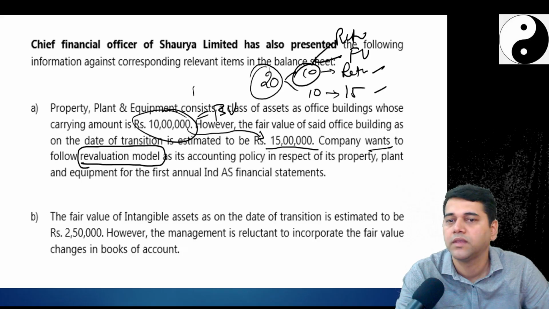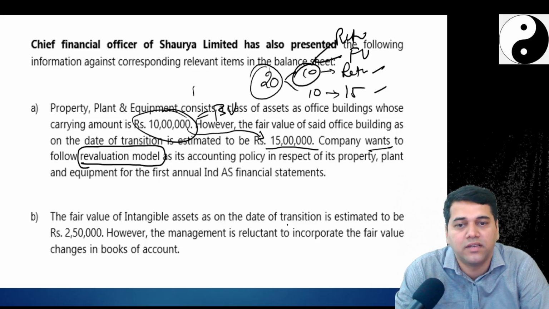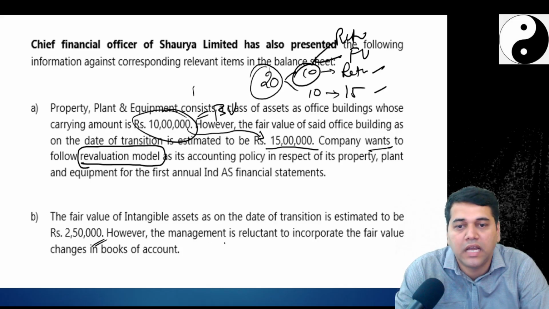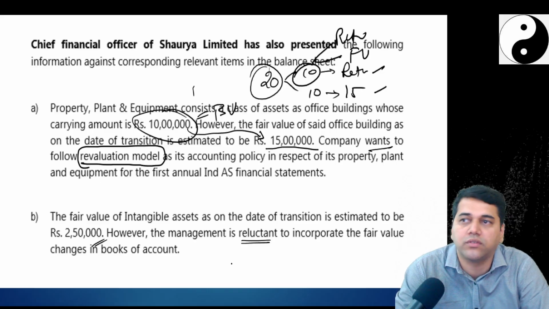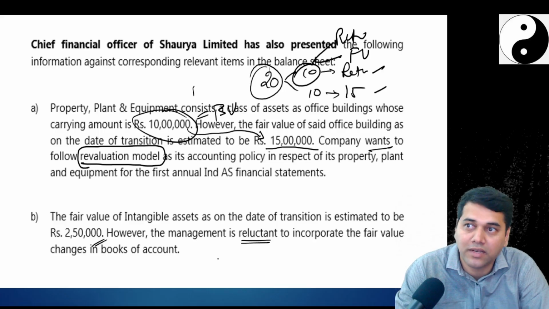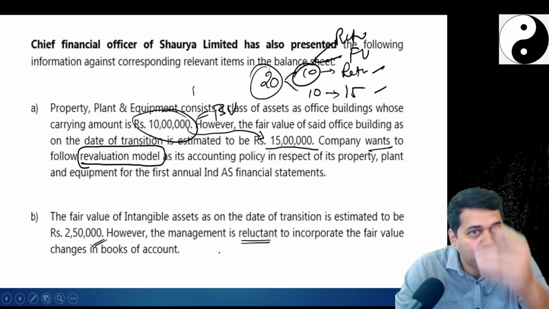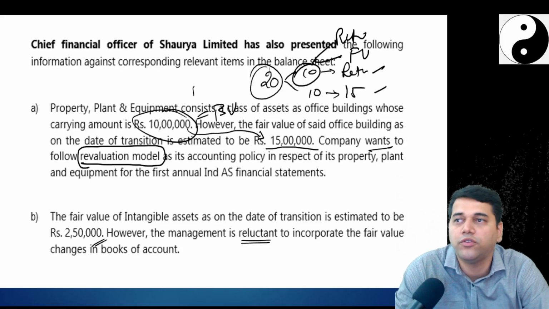Yes, clear? Yes. So next, the fair value of the intangible assets as on the date of transition is estimated to be 2,50,000. However, the management is reluctant to incorporate the fair value changes in the books. Can you do this? Not for all assets, no. It's the class of assets. Inside PPE you cannot do that, but intangible asset is a new class for you.